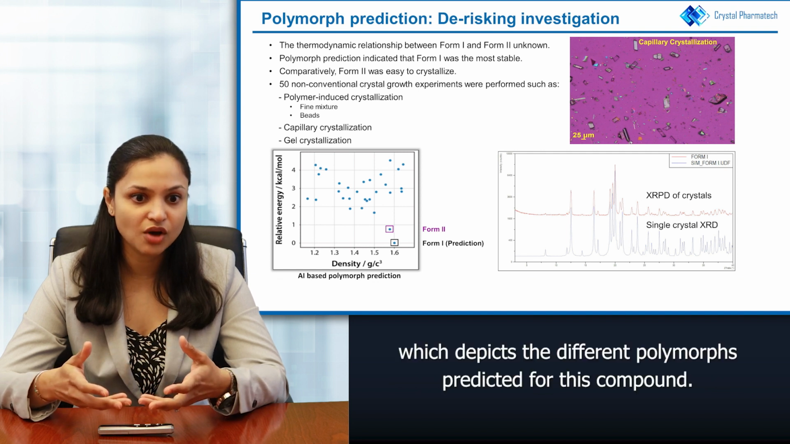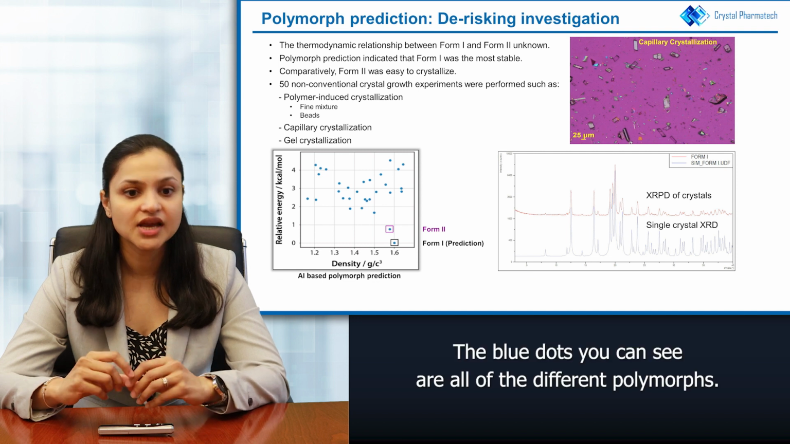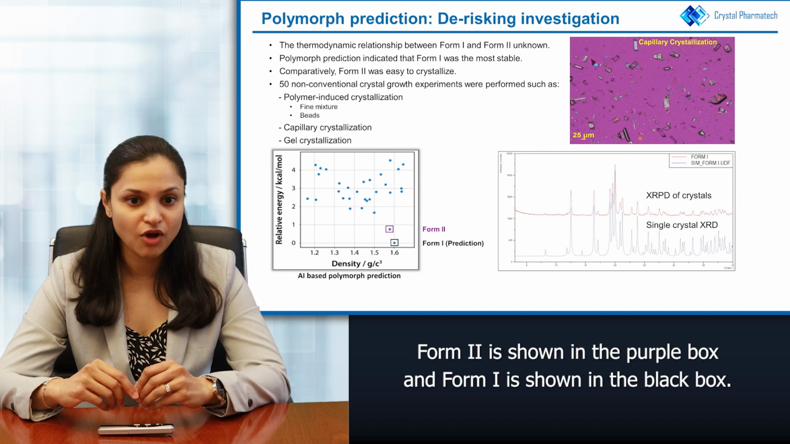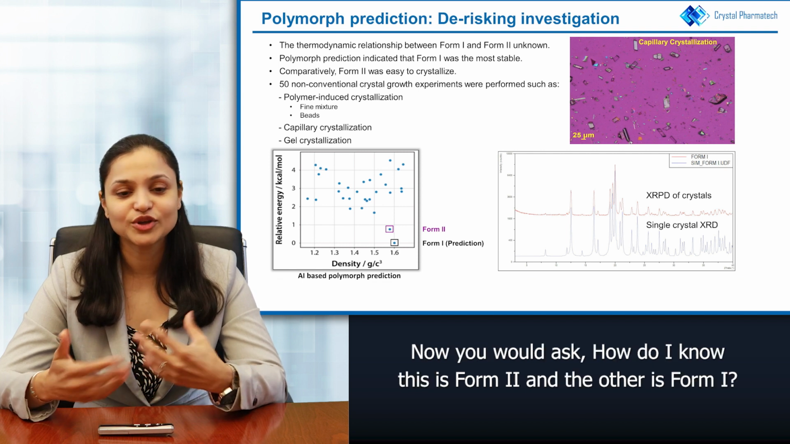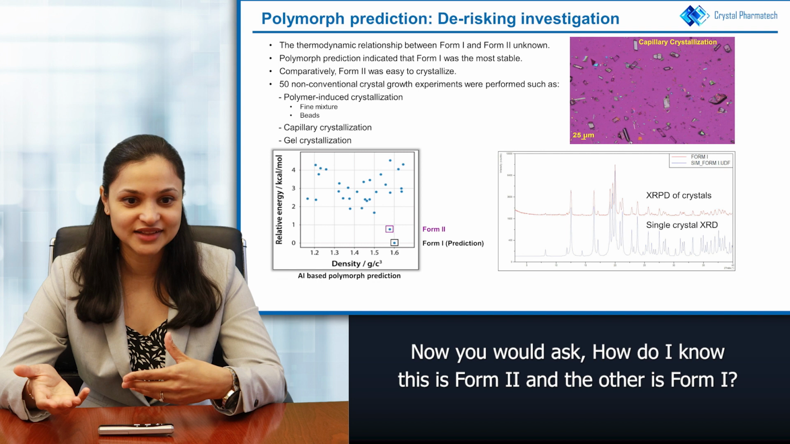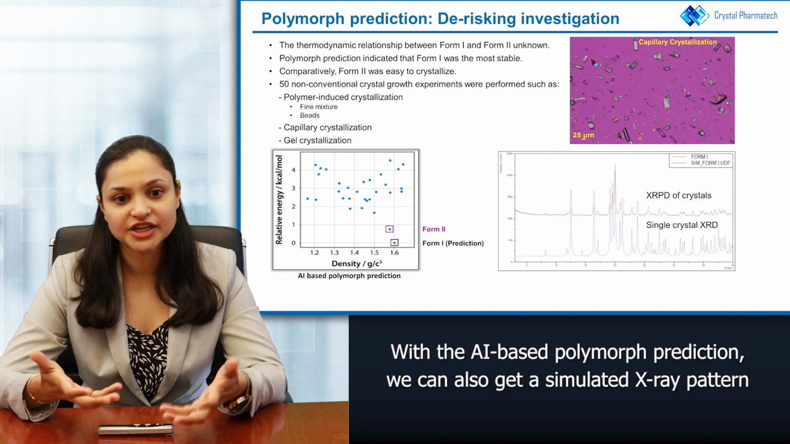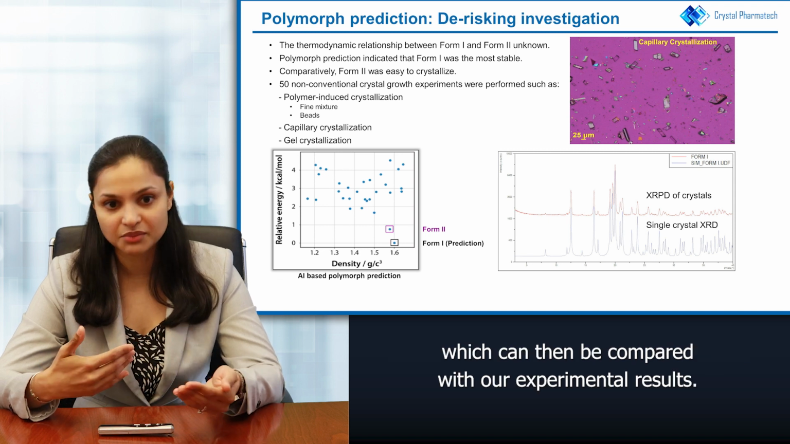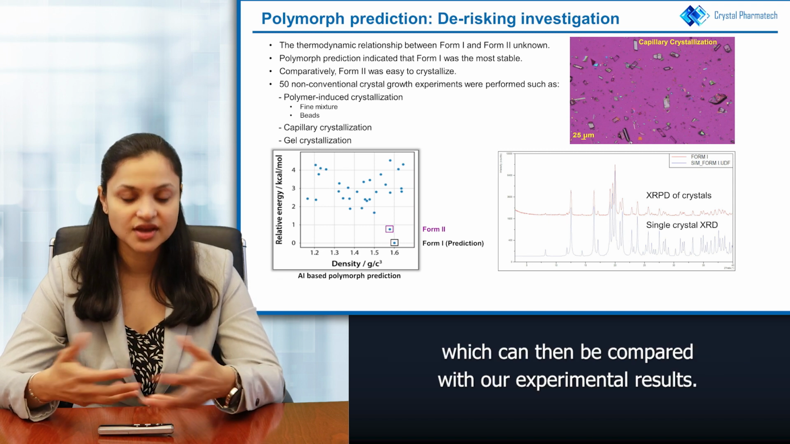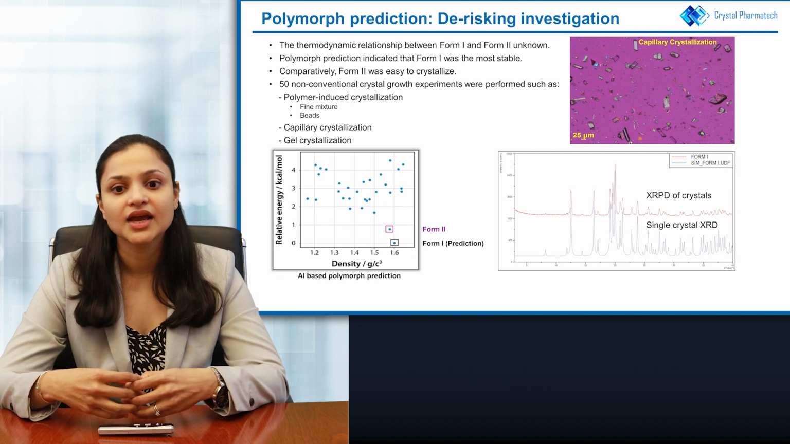On the bottom left, we can see the relative energy versus density graph, which depicts the different polymorphs predicted for this compound. The blue dots you can see are all of the different polymorphs. Form 2 is shown in the purple box, and form 1 is shown in the black box. Now, you would ask, how do I know this is form 2 and the other is form 1? With the AI-based polymorph prediction, we can also get a simulated X-ray pattern, which can then be compared with our experimental results. And that's how we know which is form 1 versus which is form 2.